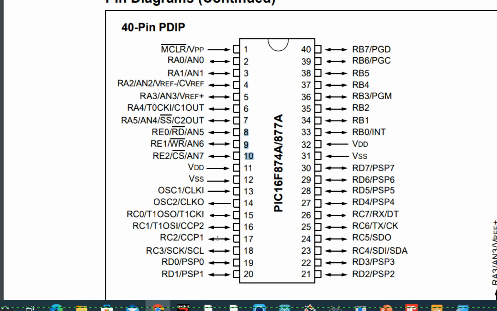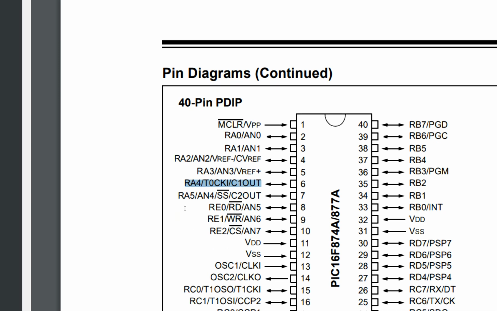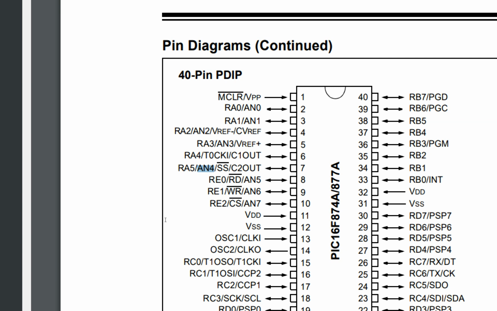Pins 2 to 7 are port A, and 8, 9, 10 belong to port E. Then we have ADC pins on port A, these 4 pins. AN0, AN1, AN2 are ADC pins, and AN3 is an ADC pin too. Remember that in port A one pin is not ADC, and that is A4. Whichever pin says AN, it's an ADC pin: AN5, AN6, AN7. So you have 8 ADC channels, excluding this one.